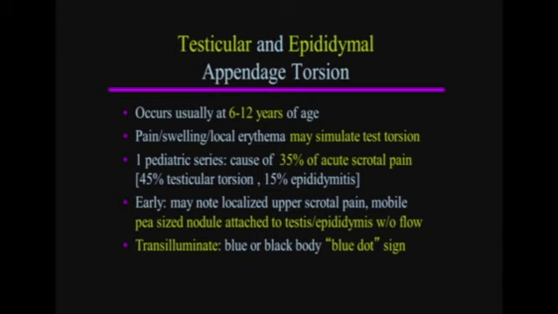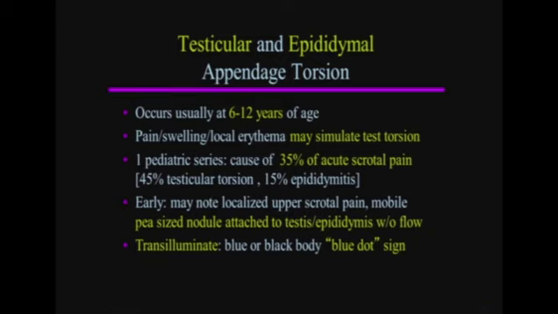Testicular and epididymal appendage torsion occurs usually at 6 to 12 years of age. It's at a younger time than typical testicular torsion, which is usually seen when the testicle grows larger or status post-puberty. Pain, swelling, local erythema may simulate testicular torsion. In one pediatric series, 45% of cases of acute scrotal pain were testicular torsion, 15% were epididymitis, but as many as 35% of these children with acute scrotal pain had it due to appendageal torsion.